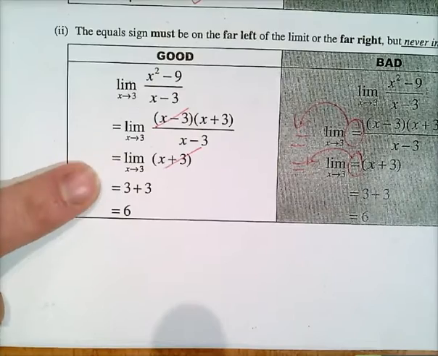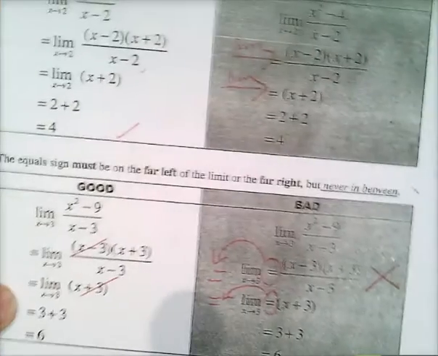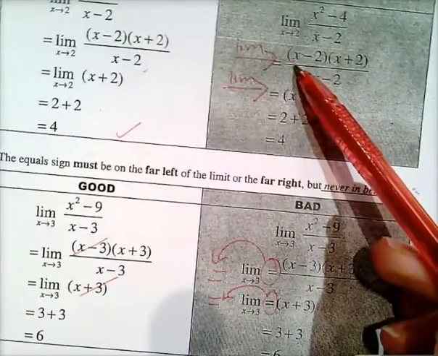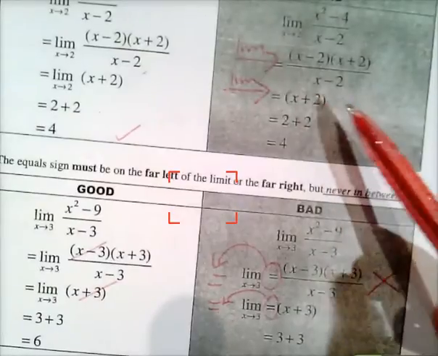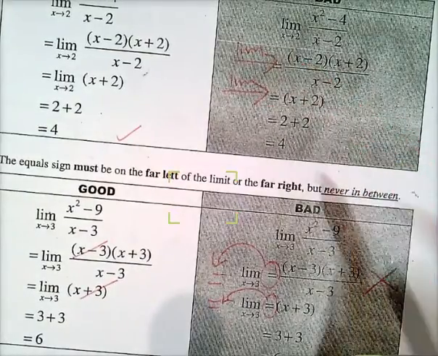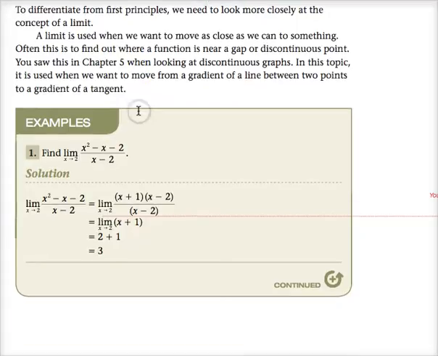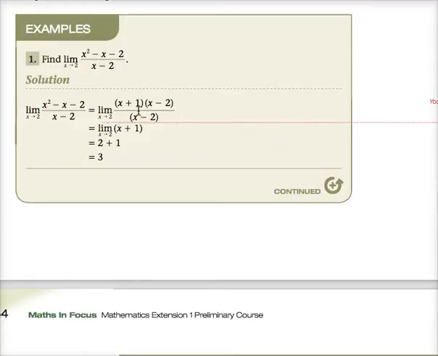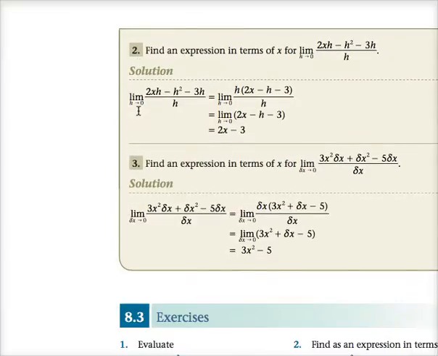Now if you don't do that, you could lose marks. Also, if you drop your limits sign before you do your substitution as well, you could also lose marks. So you need to be really careful using this notation. Could you please go to chapter 8 of the textbook, exercise 8.3. You'll see that there is a section on limits, okay, and it's just what we've been doing, where you're just working out some limits for some different functions.